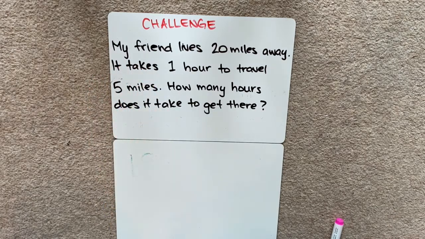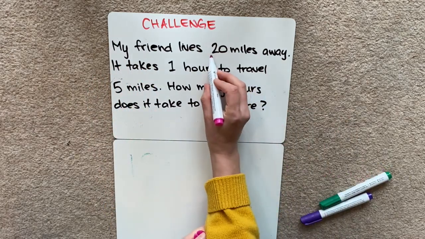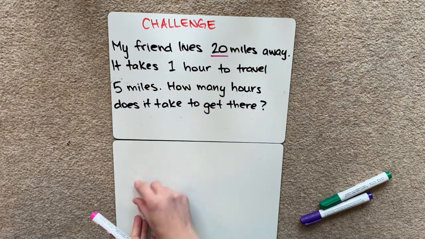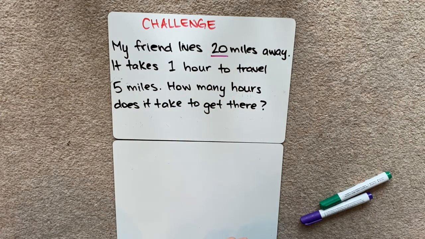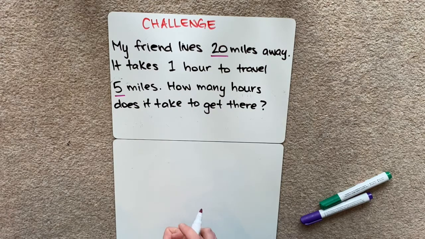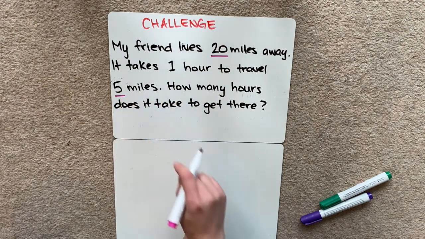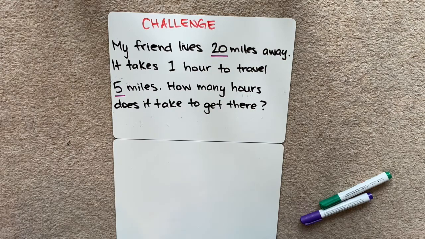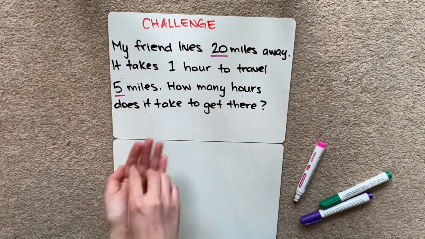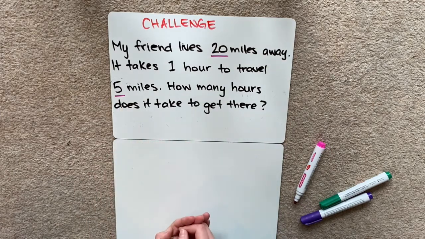My friend lives 20 miles away. So this time we're not actually using things that we can hold. We're not using things that we can really count. Using something a bit more abstract. 20 miles away. It takes 1 hour to travel 5 miles. So I've got 2 different numbers here and I had to think about which one I needed to underline. It takes 1 hour to travel 5 miles. How many hours does it take to get there? So this hour is kind of like the pot, and the miles are the things inside the pot. I've got 20 miles. So how many hours, how many pots do I need?